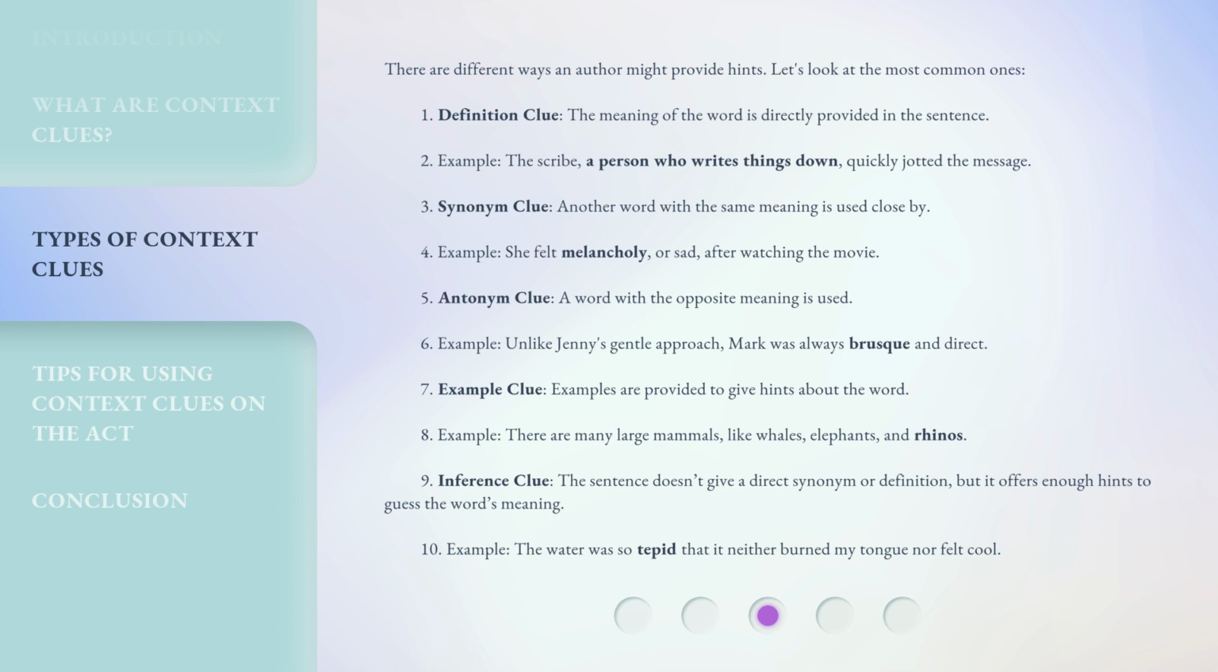7. Example clue. Examples are provided to give hints about the word. 8. Example. There are many large mammals, like whales, elephants, and rhinos. 9. Inference clue. The sentence doesn't give a direct synonym or definition, but it offers enough hints to guess the word's meaning. 10. Example. The water was so tepid that it neither burned my tongue nor felt cool.